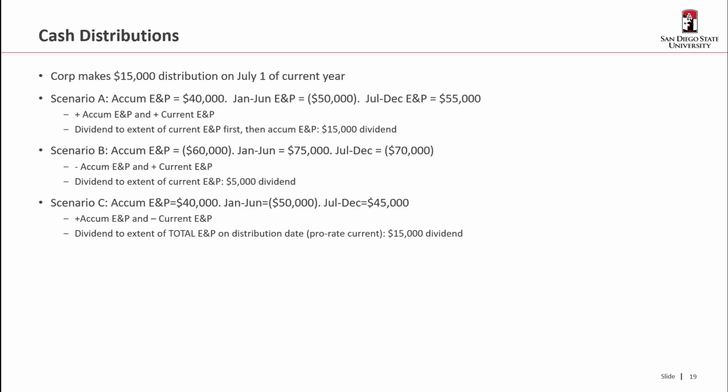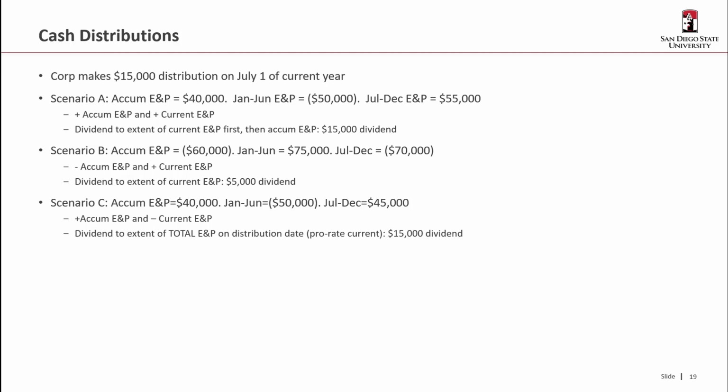and we have negative E&P for the first half of the year, 50, positive E&P for the second half of the year of 45. So collectively, my total current E&P is negative. When I have positive accumulated E&P and negative current E&P, it's a dividend to the extent of total E&P on the distribution date. The only way I can determine what total E&P is by a pro rata allocation. Again, only if I have a specifically identifiable loss can I try to earmark a piece of that loss for a current period E&P. We're assuming that's not the case here.